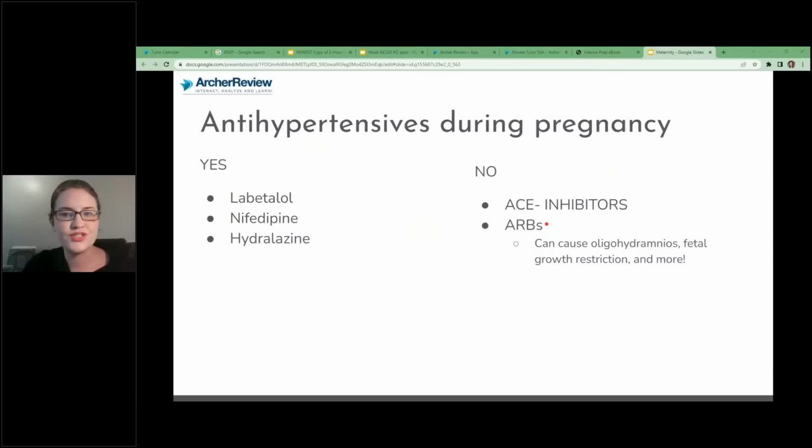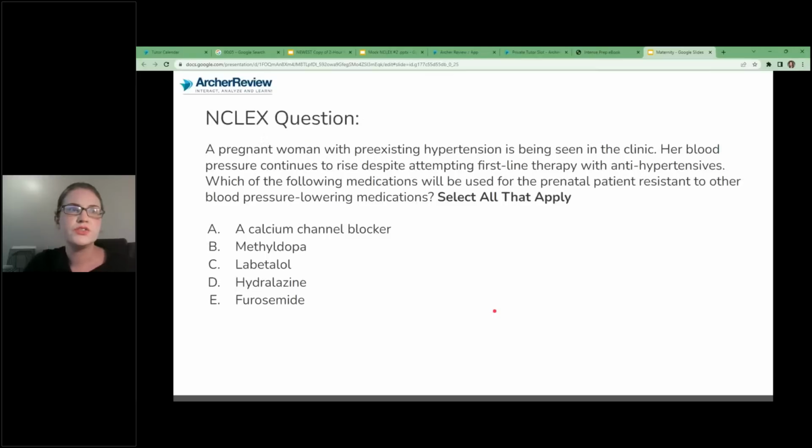The medications, if you recall, that we never use for blood pressure in pregnancy are ACE inhibitors and ARBs. No, we do not use those in pregnancy because they can cause oligohydramnios, where amniotic fluid decreases, which is not good for the baby. They can cause fetal growth restriction and more. It's not good. So let's do a little question based on that.